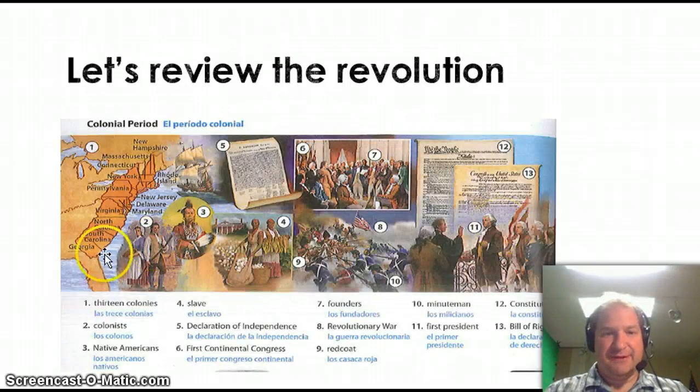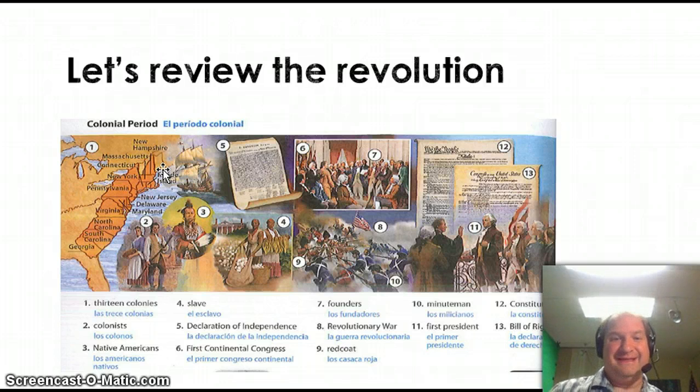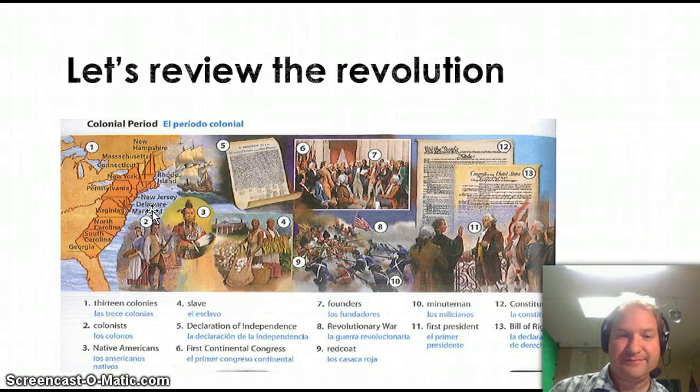First, quick review of the Revolution. Most of you aren't quite at this level yet in Mr. Anderson's class, but you will be very, very soon. This is what he's going to be talking about. So this is both a little bit of review and a whole lot of preview.